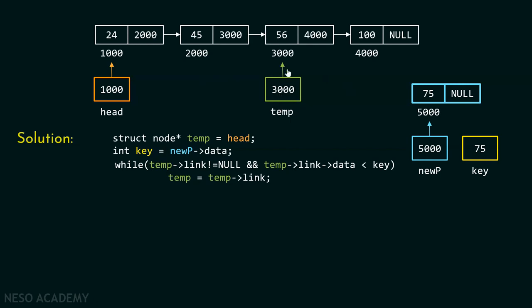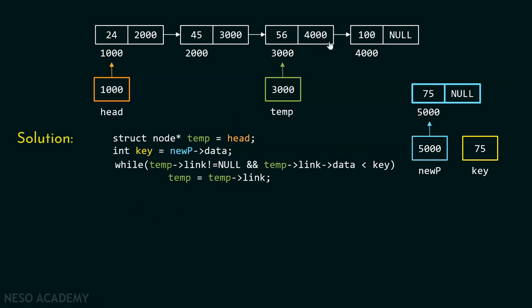Now you can see that it is pointing to the third node of the list. Now we will compare temp link data with key. This time temp link data is greater than key. Therefore, we'll come outside of this while loop. That's what we want, okay? We want our temp pointer to stop at this node so that we can place this node after this node.